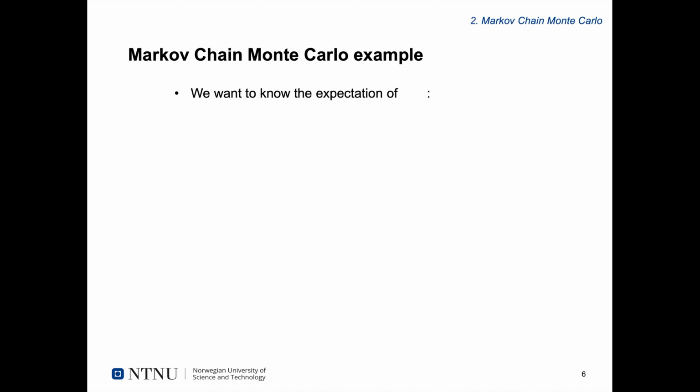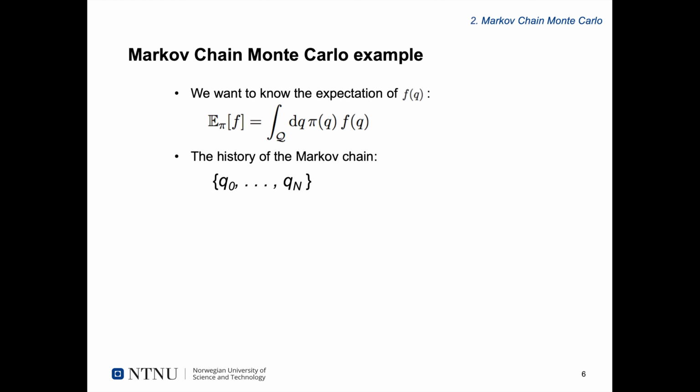Let's look at a particular example to understand how MCMC works. We want to know the expectation of a function f of q, and we know the probability density of q is pi q. Then the expectation reduces to an integral over the parameter space of q. Computation of this integral is intractable, so we use Markov chain Monte Carlo to stochastically explore the typical set, generating random samples across the region of high probability from which we can construct accurate expectation estimates.